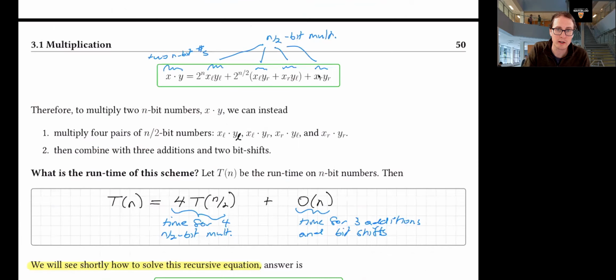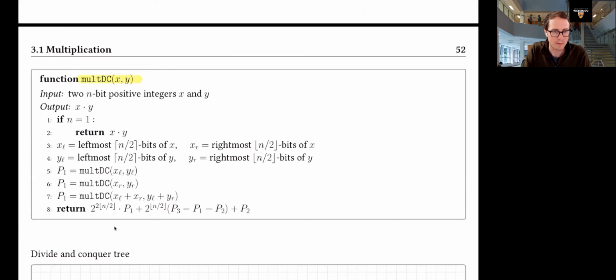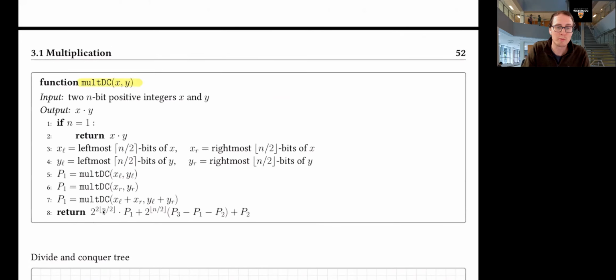And then we just implement this expression here, where now I've just fixed these bit shifts for the case when n is not a power of 2. So the 2 to the power of n and the 2 to the power of n over 2 become 2 to the power of 2 multiplying the floor of n over 2, and this one becomes 2 to the power of the floor of n over 2. That's the right bit shifting given these definitions of x left and x right.